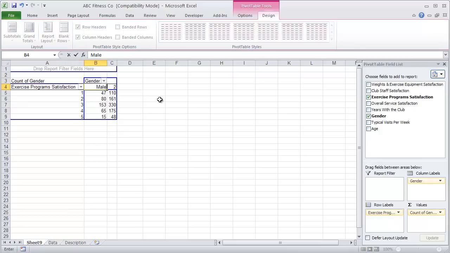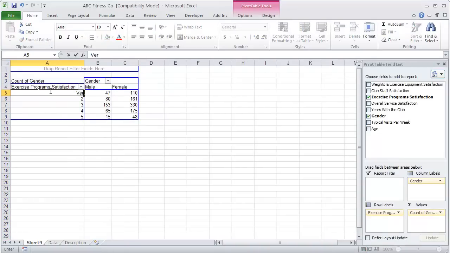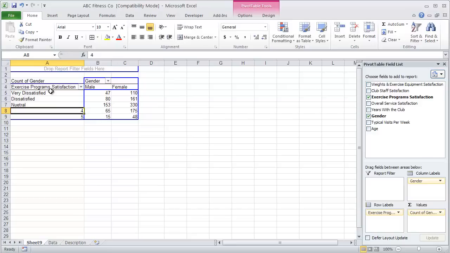So what we found is this is male and this is female. This is, let's go ahead and change the size of those. This is very dissatisfied, neutral, satisfied, and very satisfied.